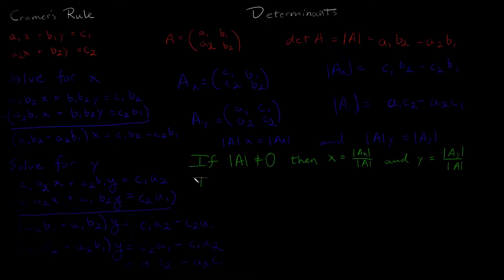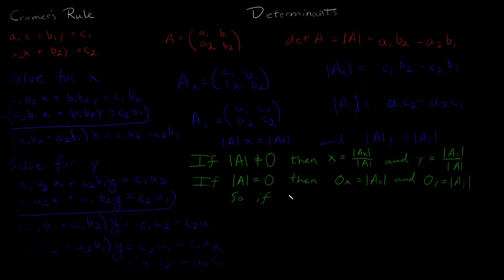Now, if the determinant of A is 0, then what we have is 0x is equal to the determinant of A x, and 0y is equal to the determinant of A y. But funny thing, this is 0 equals determinant A x and 0 equals determinant A y. So we have two possibilities. Either these two statements are true and we have a solution, possibly, or they're false.